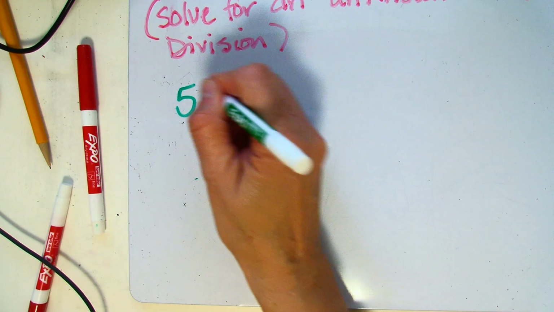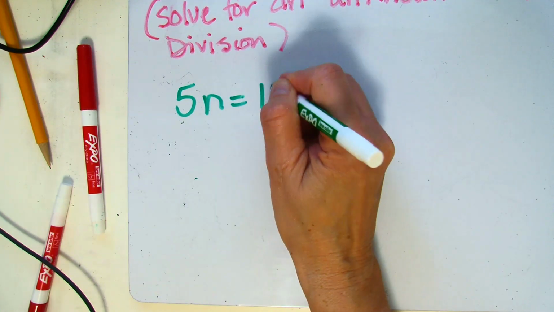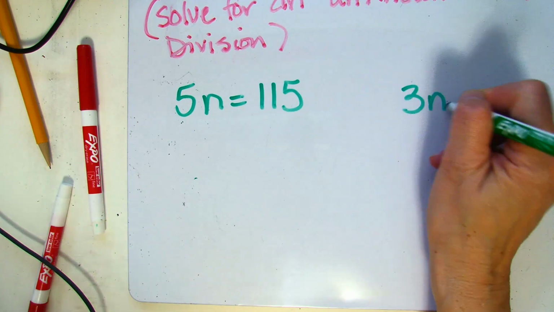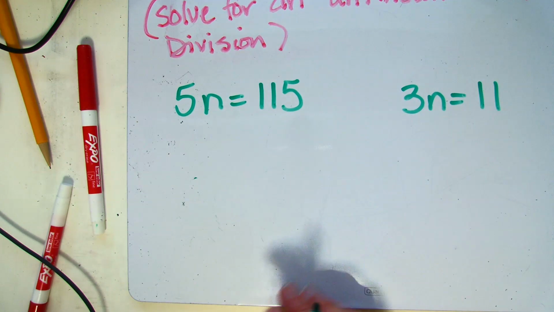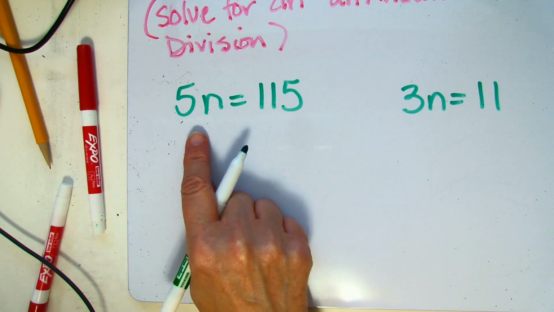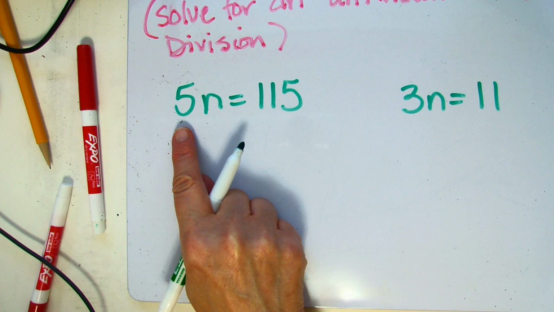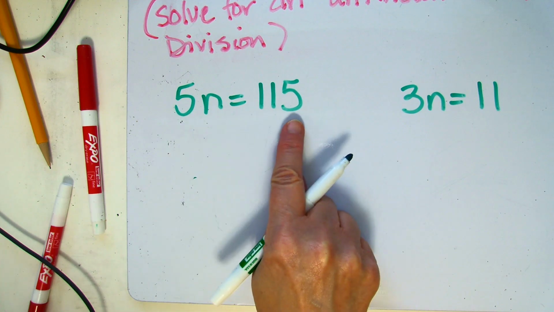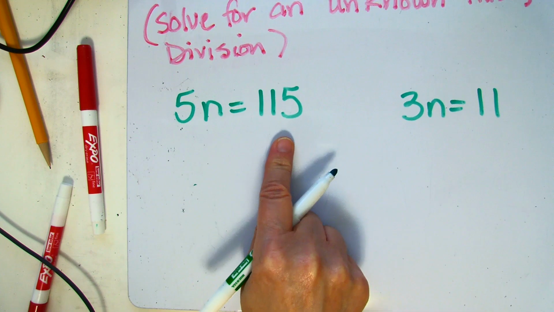Let's say we have 5n equals 115, and let's say we have 3n equals 11. Now, in this example, I know that I'm going to come up with a whole number, because when I divide 5 into 115, notice that last digit ends in 5. So that's going to be a nice clean division. But let's set this up.